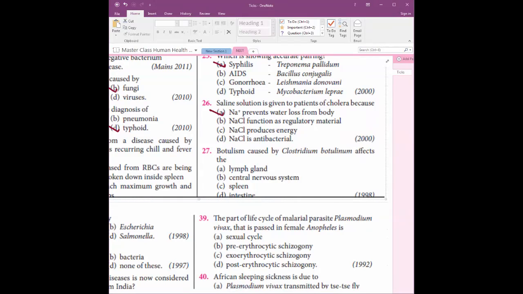Okay. Chalo. Next one, guys. Botulism is caused by Clostridium botulinum and affects what? Lymph gland, central nervous system, spleen, intestines. What do you think, guys? Very nice. Only one person has given me the right answer. Oh, no, no, sorry, you have also given me the wrong answer. Guys, quickly, think. I'm waiting for others to answer, guys.